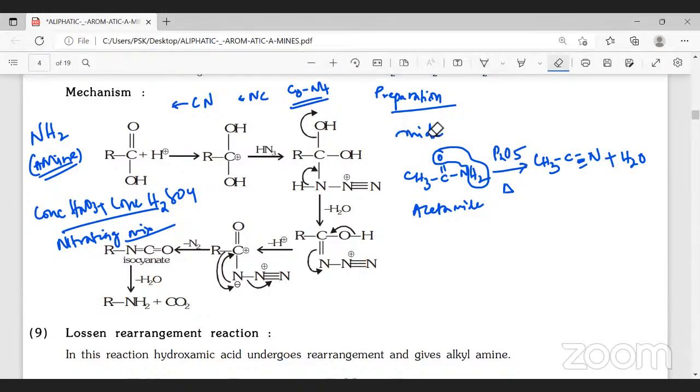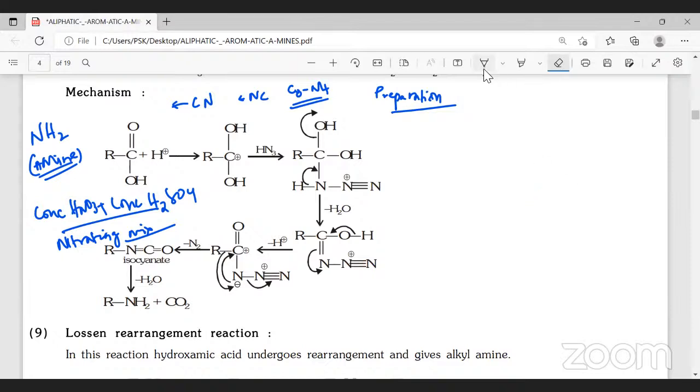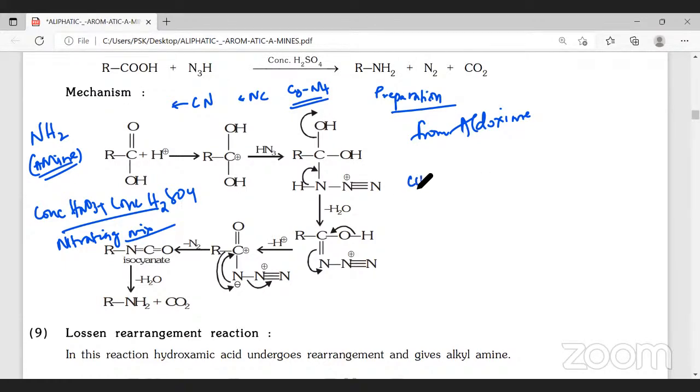The third method of preparation of a cyanide is from aldoxime. You know what is aldoxime? We have learned aldehydes and ketones in detail. So CH3CH=NOH is one example of an aldoxime. This is called acetaldehyde oxime. We have learned that when hydroxylamine reacts with acetaldehyde, you get acetaldehyde oxime. When this acetaldehyde oxime is heated with acetic anhydride, which is also a dehydrating agent, what happens? This H and OH get eliminated as water.